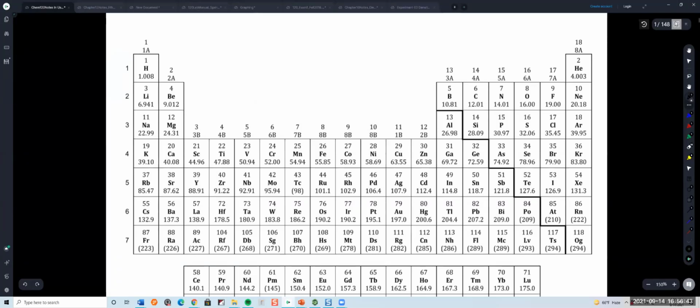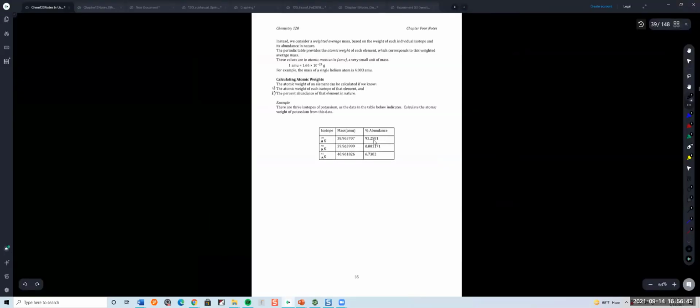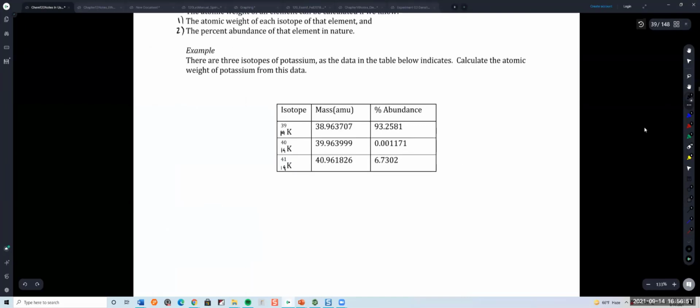Okay. And my data might be a little bit off on this, so it might not round exactly correctly, but it should be close enough. All right, so we just do a weighted average. It's very simple. We take each isotope and you take its mass times its percent abundance. Okay. So the atomic mass, or atomic weight, will be the mass times the percent abundance. And the percent abundance needs to be converted to a decimal.